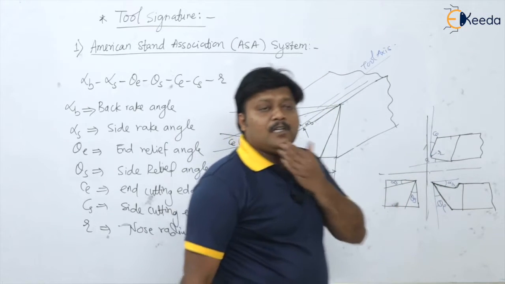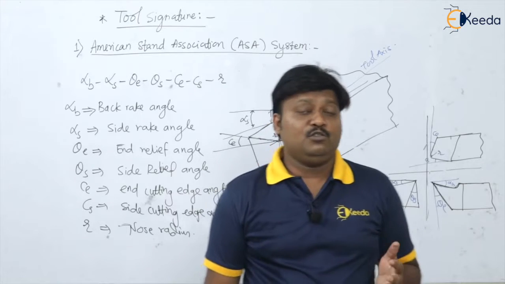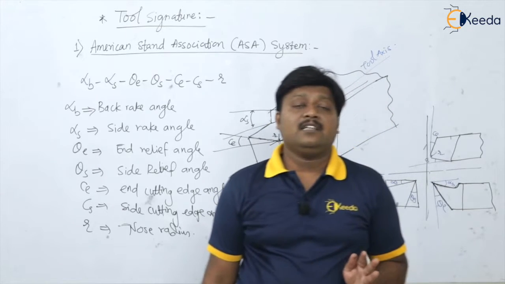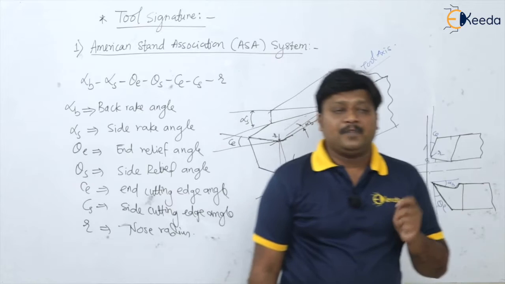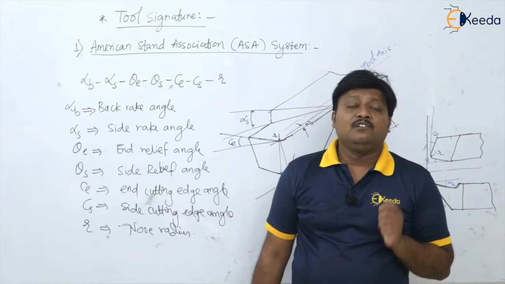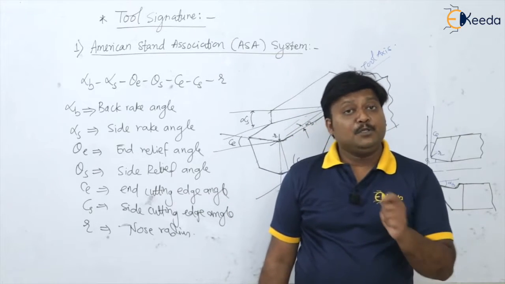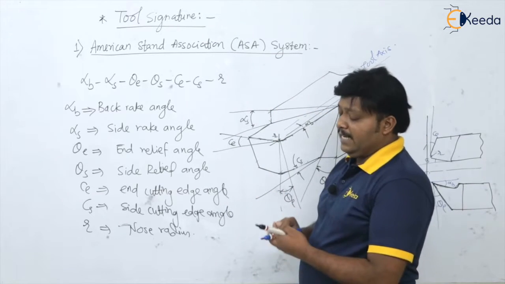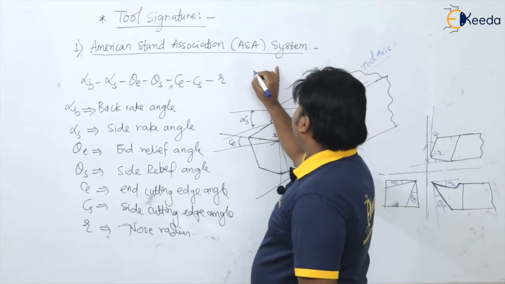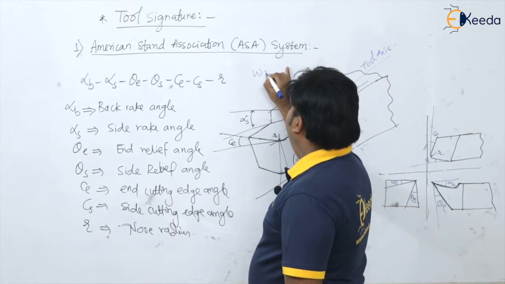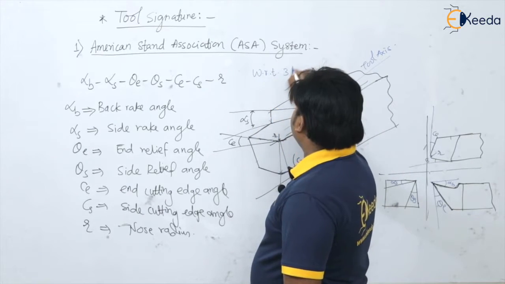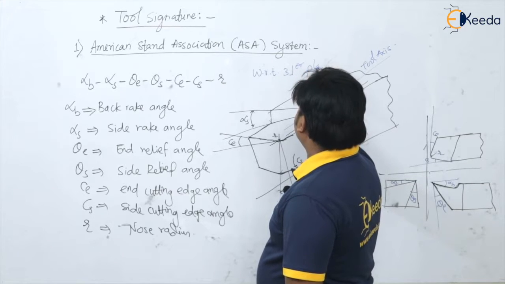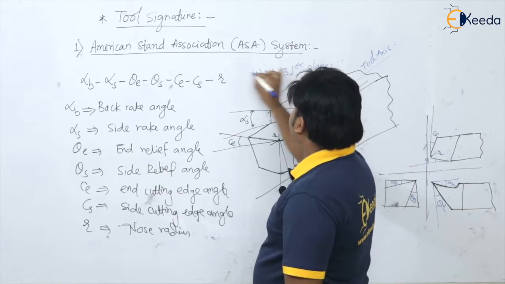Now see, in American Standard Association system, the angles are given or measured with respect to the 3 mutually perpendicular planes. How are the angles measured here? The angles are measured with respect to 3 mutually perpendicular planes. Very important.